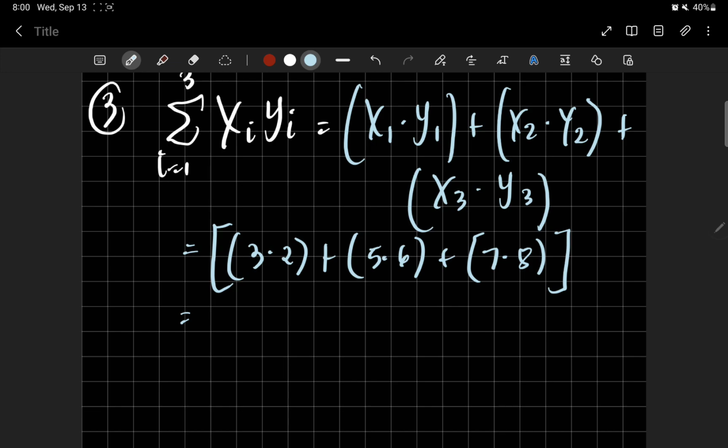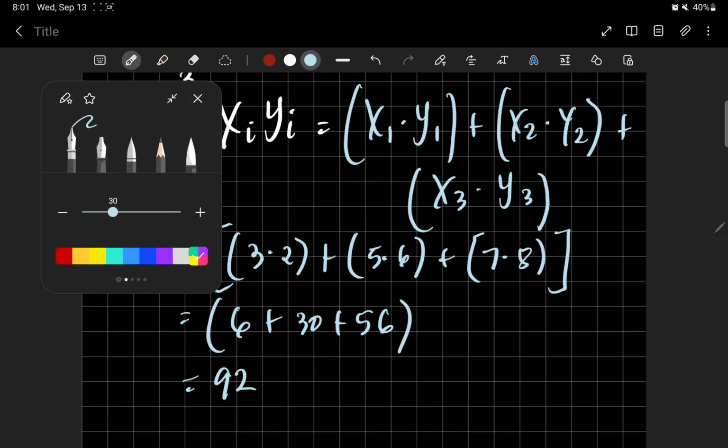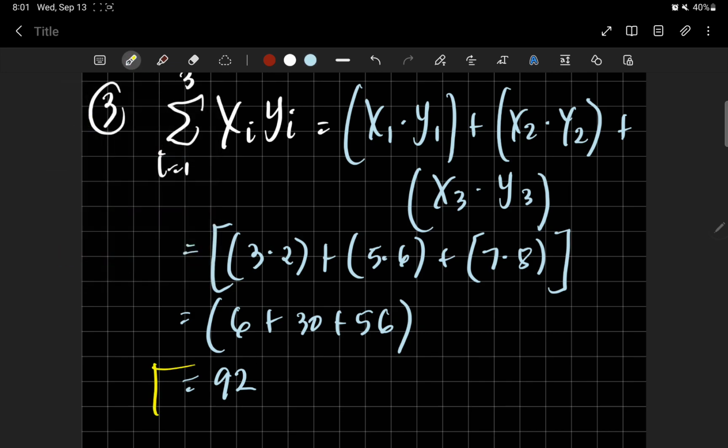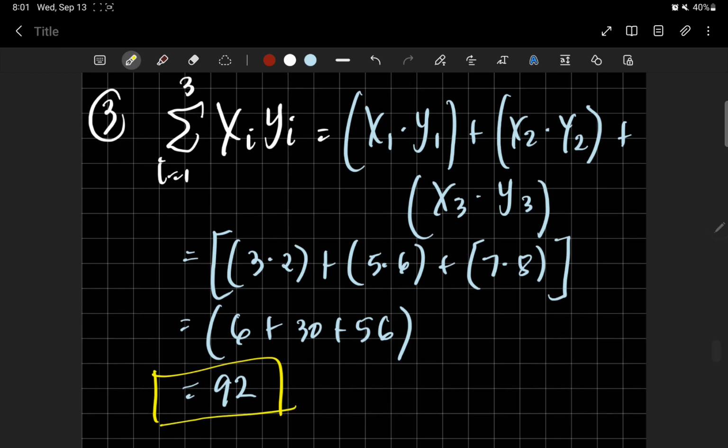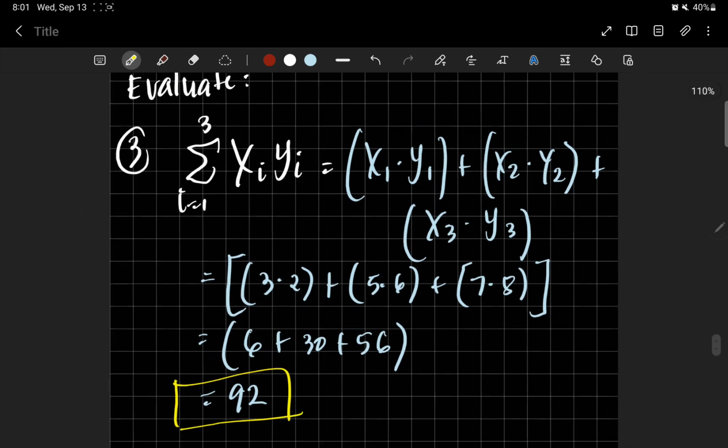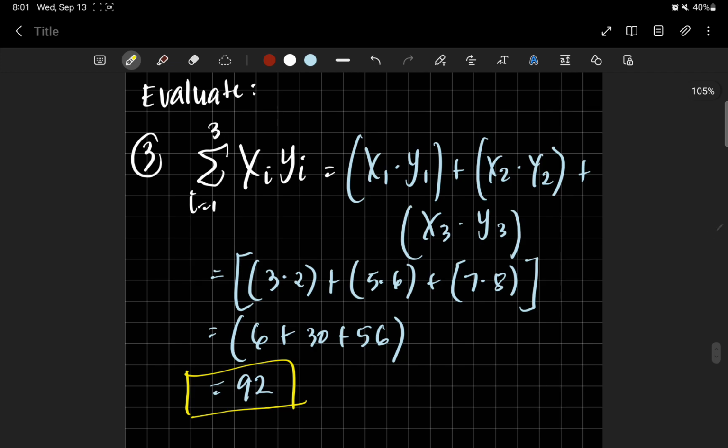Then, after you substitute, you simplify. 3 times 2, that is 6. 5 times 6 is 30. 7 times 8 is 56. So 6 plus 30 is 36, plus 56 is 92. So our answer here is 92. Okay, so the summation of x sub I times y sub I from 1 to 3 is 92.